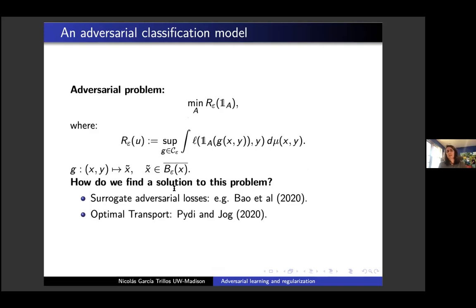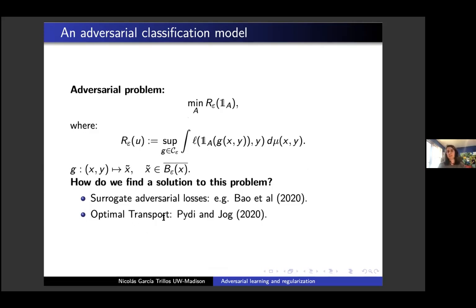Now, maybe one strategy for doing this is to replace this risk, which is not so easy to handle, with something that is maybe simpler. Okay, so this is the idea of trying to build surrogate adversarial losses, so that perhaps with that new objective function, one can proceed. So that's a strategy that people have considered.